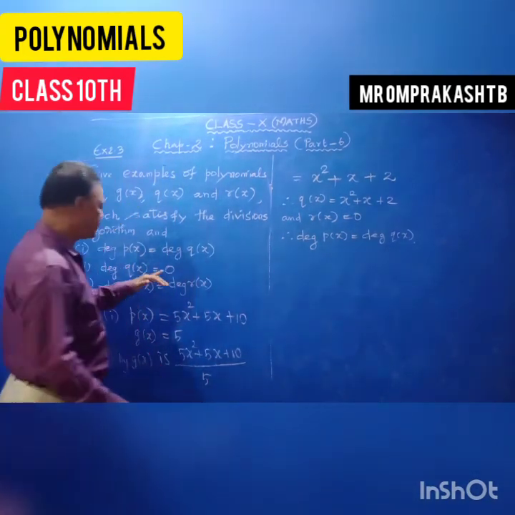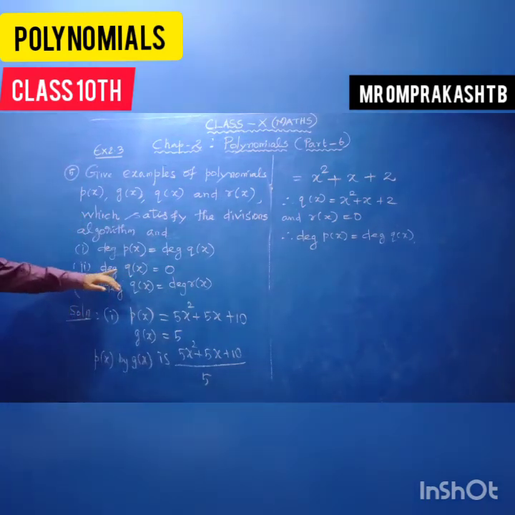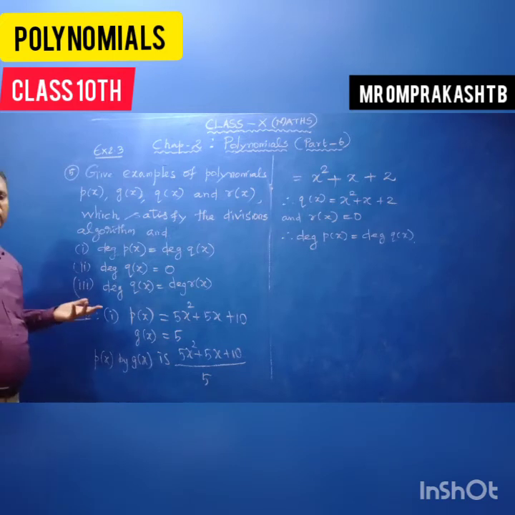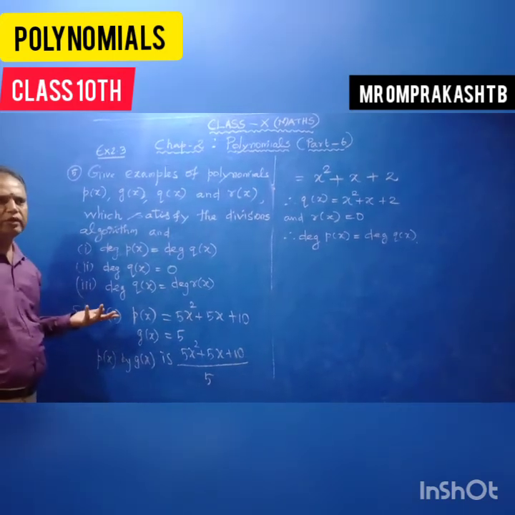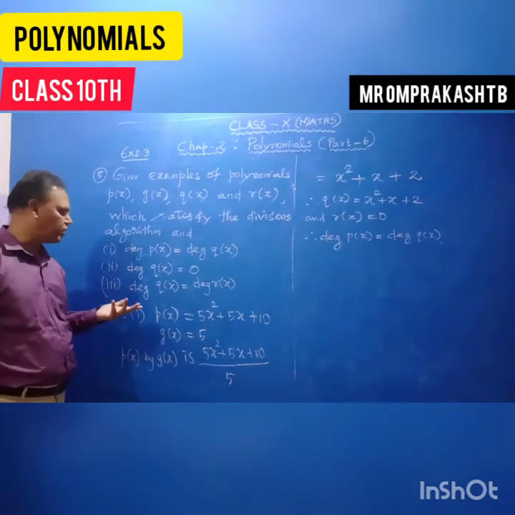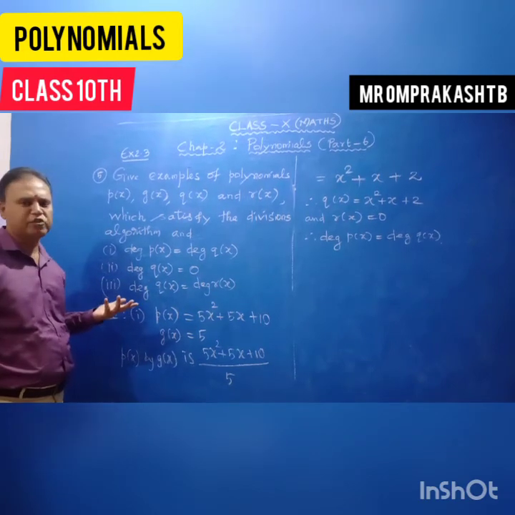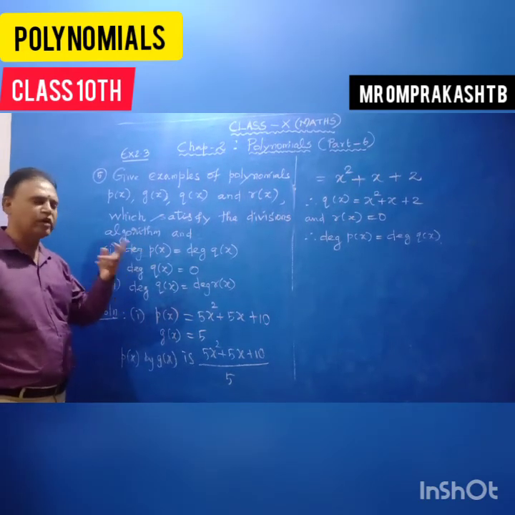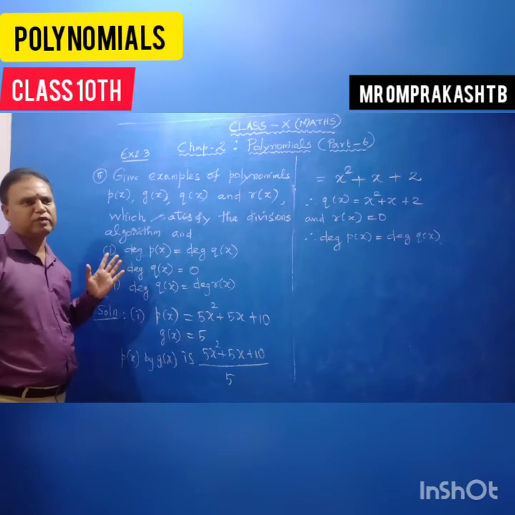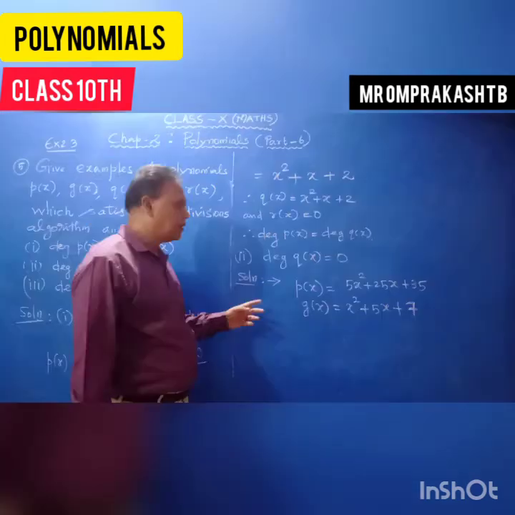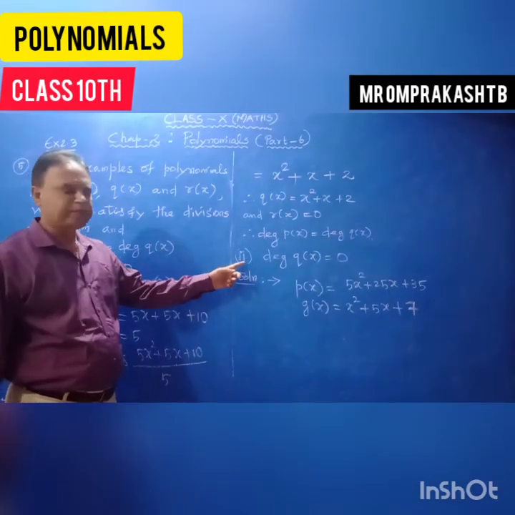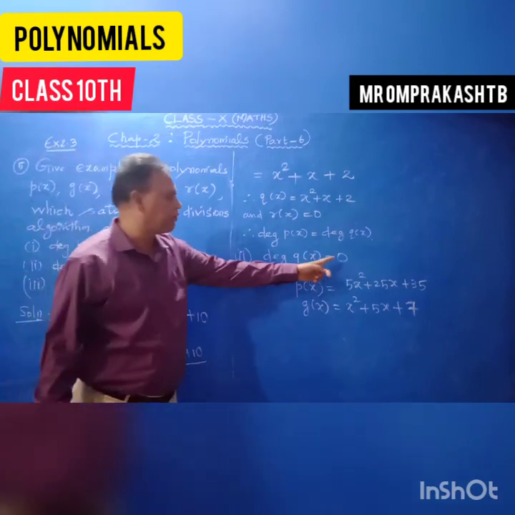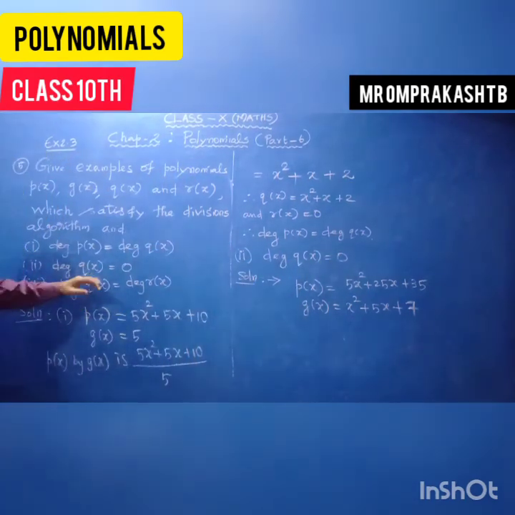The degree of q of x should be 0. If the degree of q of x is 0, that means it is a constant polynomial. All numbers are constant polynomials whose degree is 0. So q of x should be some number. Now you see the second problem: degree of q of x equal to 0.